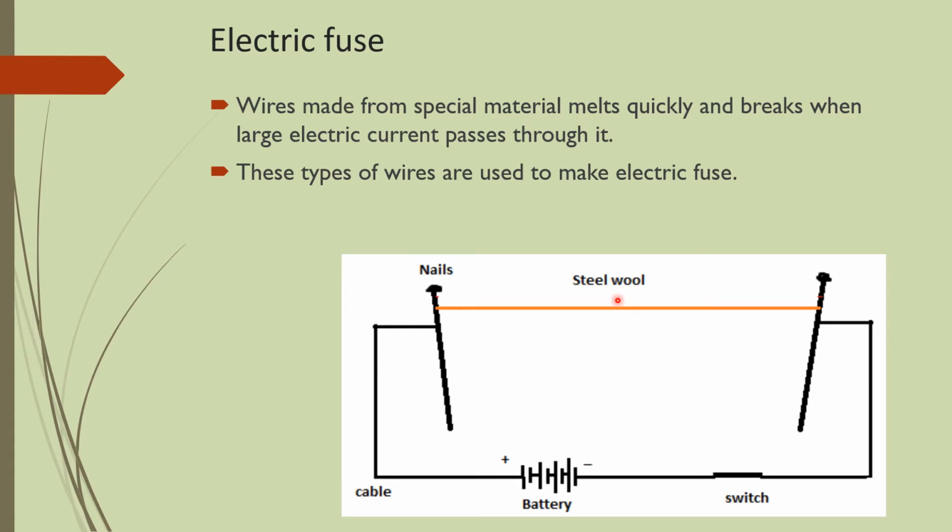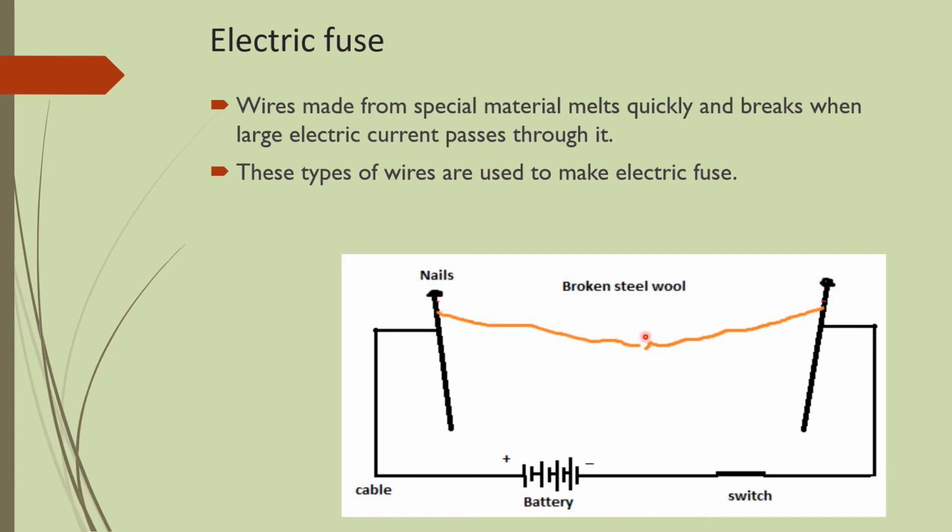actually these are used in kitchens for washing utensils. So you can take a small thin strip of that, tie it to the two nails, and use a battery, otherwise it will not burn. We need to do this activity. It is connected to the battery, a switch is there and a cable. You will observe that when it is connected to the battery, this will start glowing, and after glowing this will break.